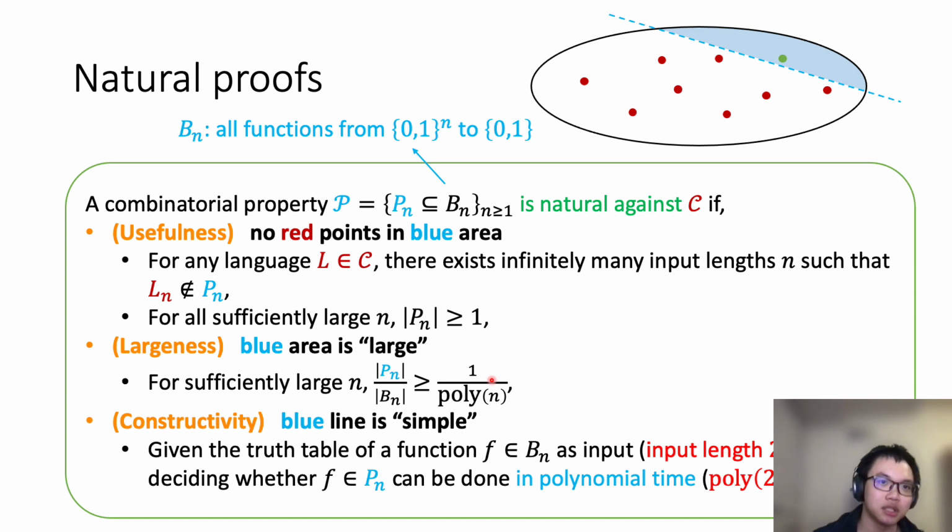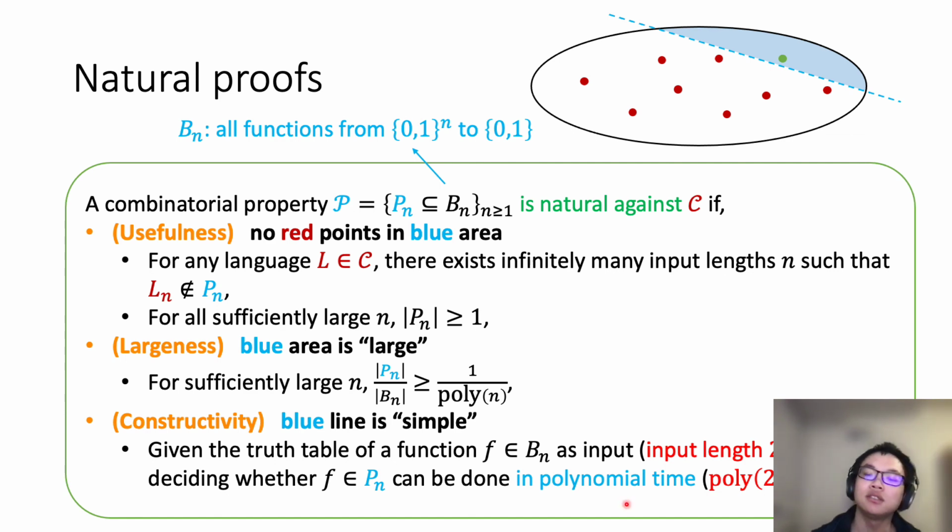And last, constructivity. The blue line is simple. This means that given the truth table of a function as input, here the input length should be the length of the whole truth table, which is 2^n. This is very important. So remember, keep this in mind throughout this talk. Given the truth table as the input, we can decide whether the function is in the property P in polynomial time. Here I emphasize again the input length is 2^n. So by polynomial time, we mean poly(2^n) time.